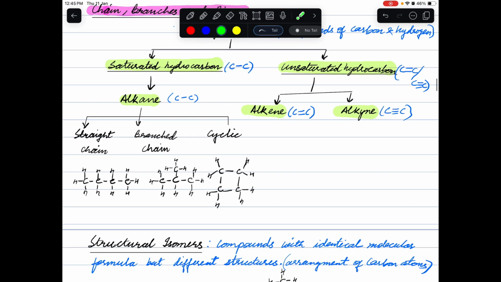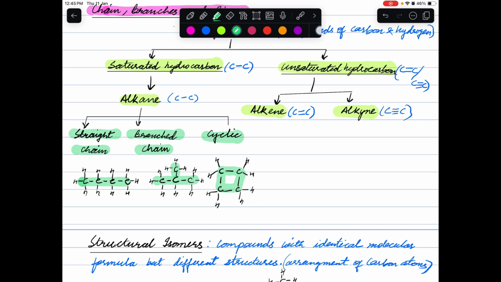Now each type can be further divided into different types depending upon how carbon atoms are arranged to give different shapes. So the first one, if your carbon atoms are arranged end to end to give a straight line, it is called a straight chain alkane. If we have one or more branches, it is called a branch chain alkane. And if all carbon atoms are arranged in the form of a closed ring, it is called cyclic.